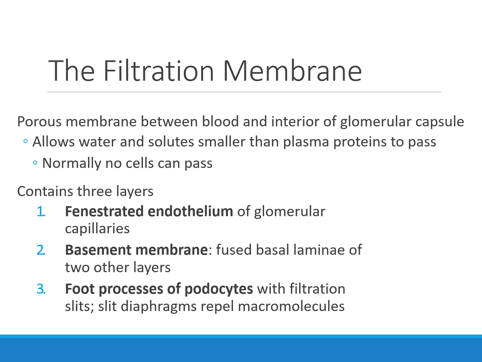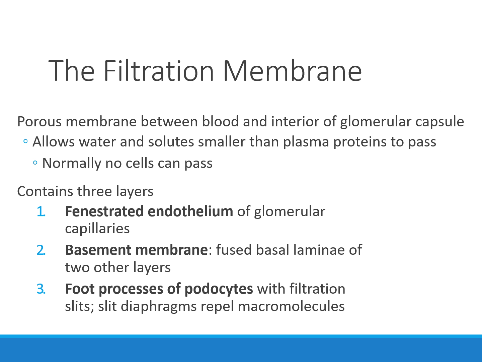Let's talk about the filtration membrane. So this is the porous membrane that's between the blood and the interior glomerular capsule, which is allowing water and solutes that are smaller than a plasma protein to pass through. Typically cells like white blood cells, red blood cells, etc. can't pass through. There are 3 layers to this.